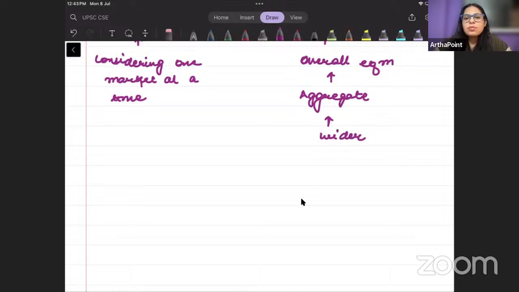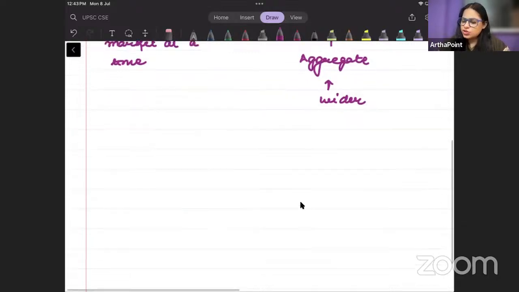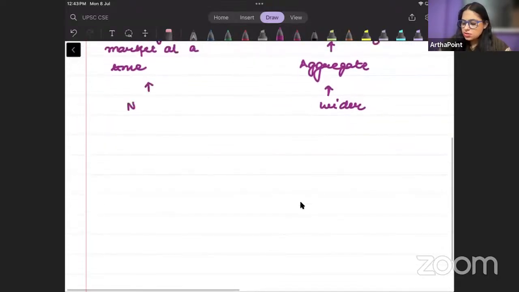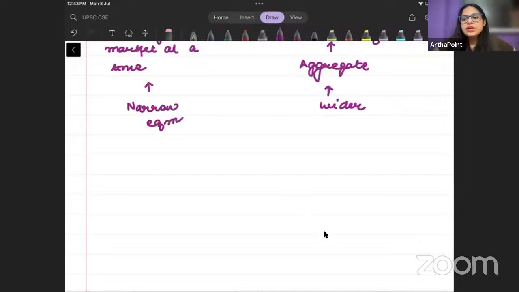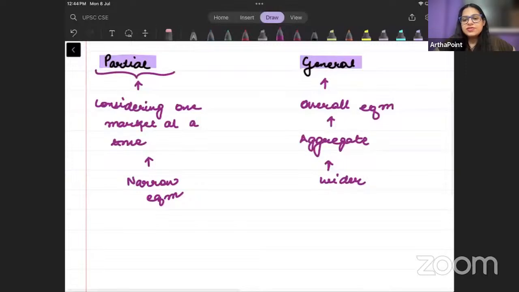Whereas the concept of partial equilibrium is actually narrow in nature. So it is narrow equilibrium, right? So partial equilibrium is a narrow equilibrium concept. General equilibrium is a wider equilibrium concept. And you can see the word itself, the way that they are used, you will understand the difference between the two.